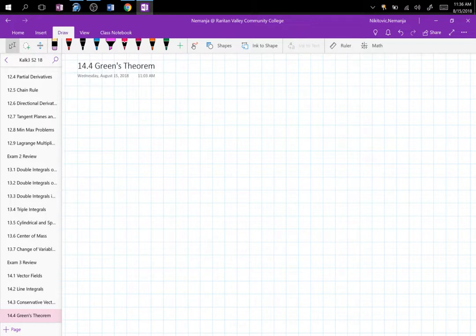We are going to have two forms for Green's theorem. One form will be the circulation form, and the other one is the flux form. So let's take a look at the definition, and then the example, and then definition, example, and call it a day. So, circulation form.